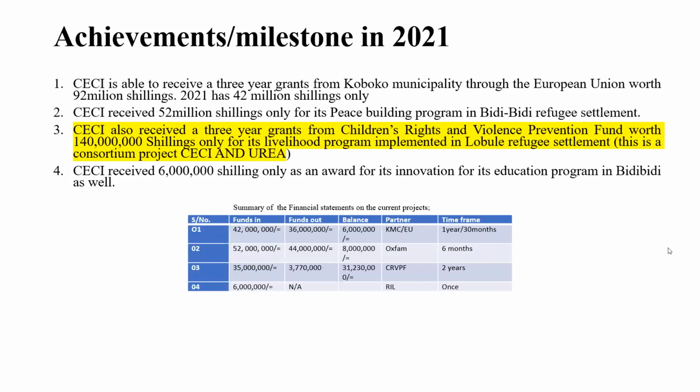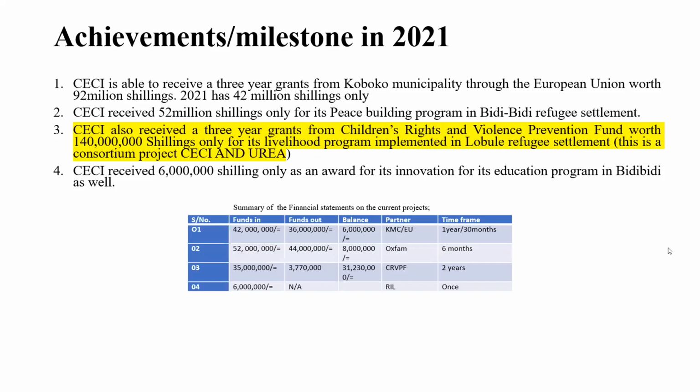For this year, we're able to get 42 million shillings. That covers this year from January up to November, which has come to an end. And we have a project that is being funded by Oxfam. That project is worth 52 million. This is under the thematic area of peace building being implemented in Bidibidi.